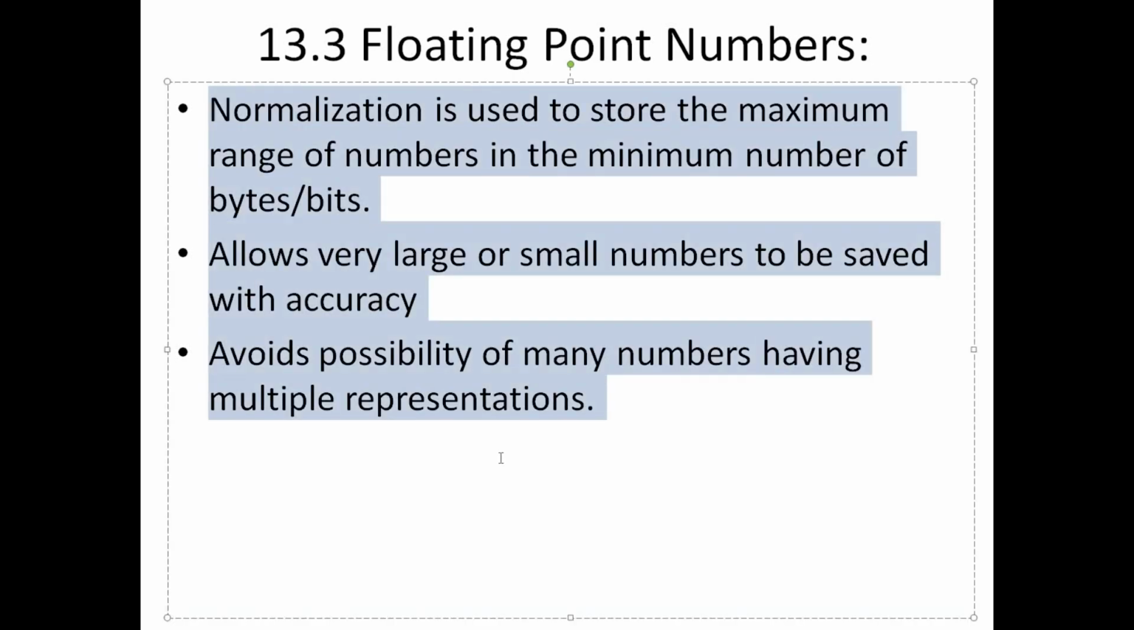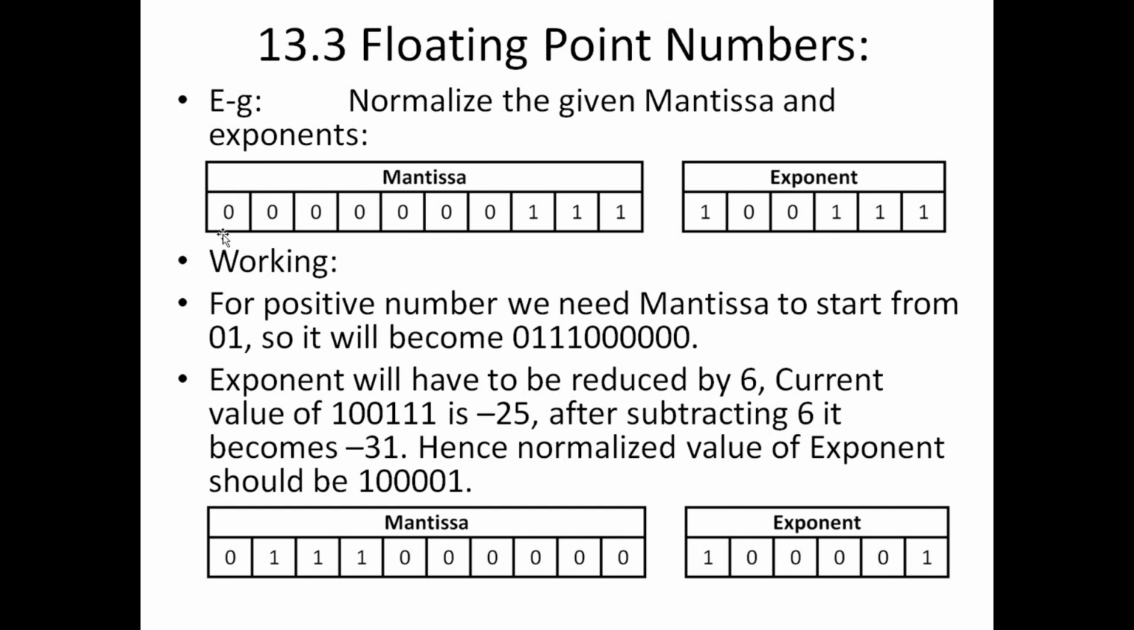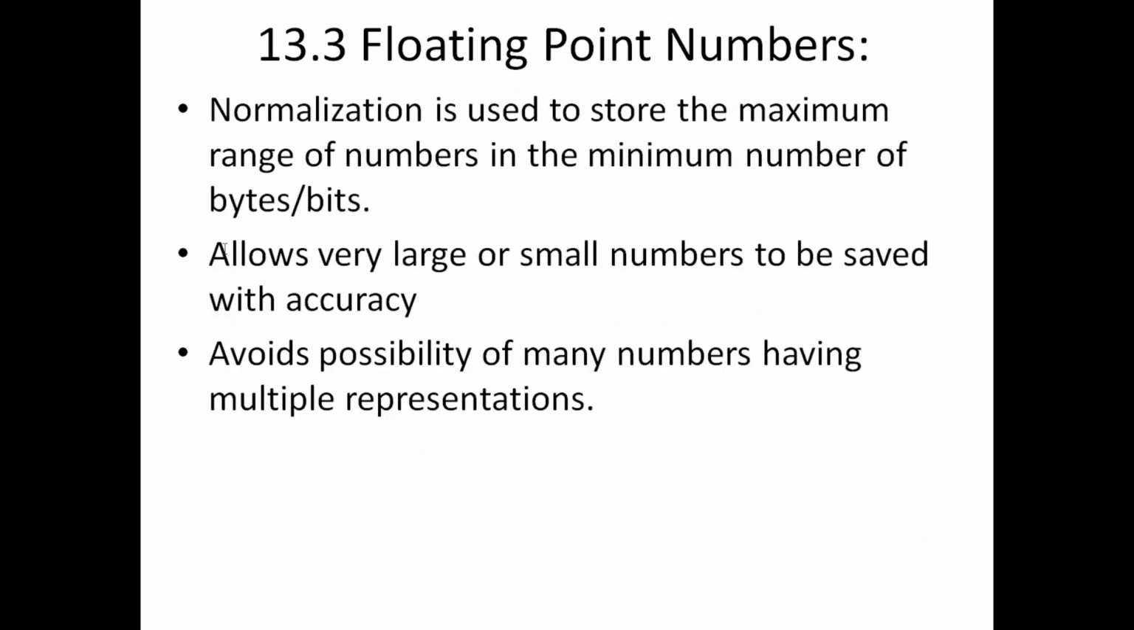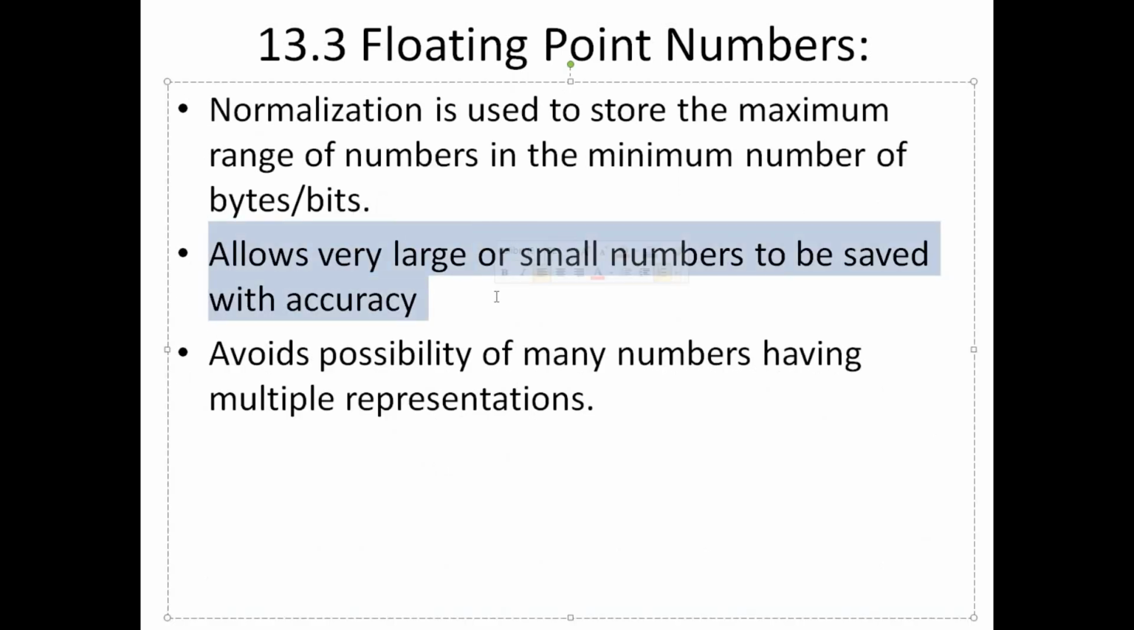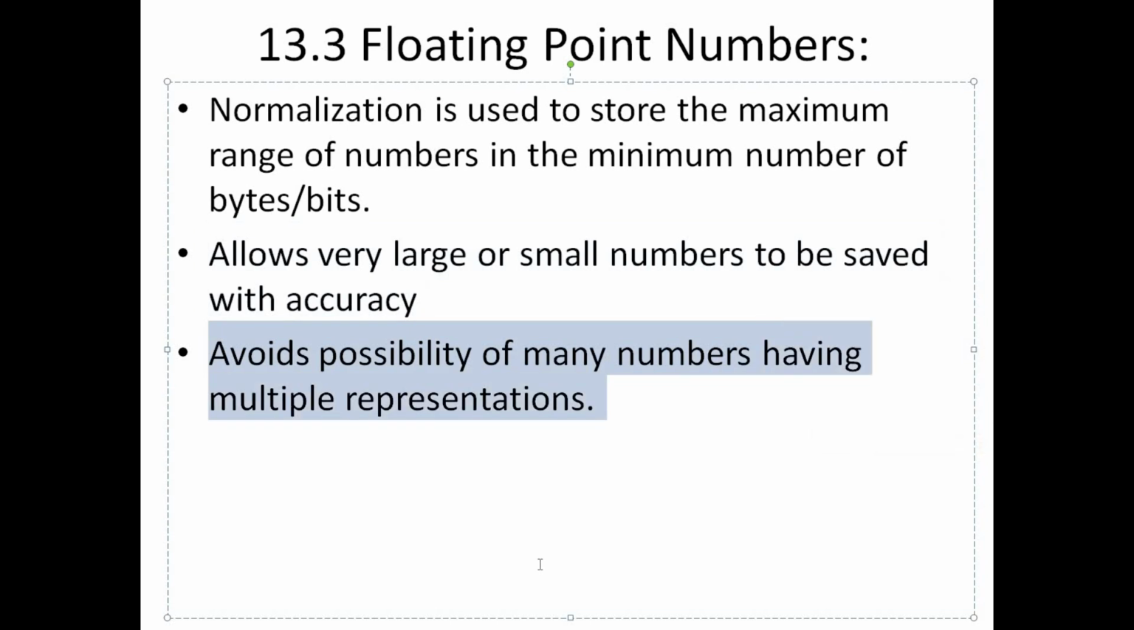Now, why do we use normalization? It is used to store the maximum range of numbers in minimum number of bits or bytes. Because over here you can see 6 bits are being wasted. If you normalize them or shift them, then you can utilize those 6 bits for precision. They allow very large or very small numbers to be saved with accuracy, and they avoid the possibility of many numbers having multiple representations.